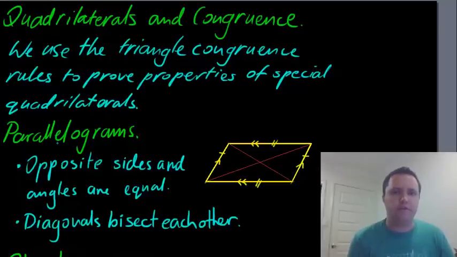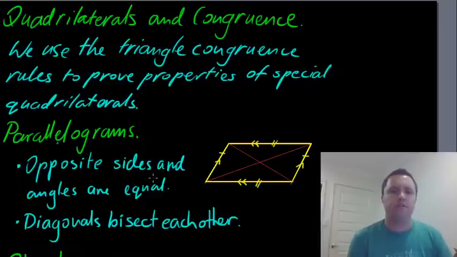In this one we're going to be talking about quadrilaterals and congruence. So we've also looked recently at the idea of triangles and congruence, regular figures and congruence, but we want to spend a bit of time talking about quadrilaterals and congruence because we use the triangle congruence rules we looked at in our previous video to prove the properties of special quadrilaterals.